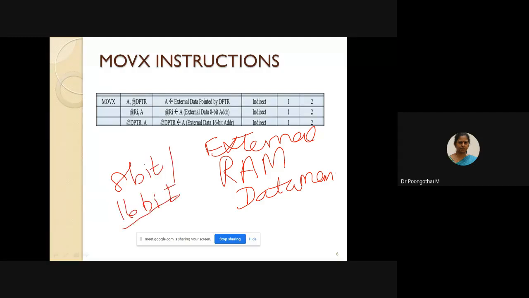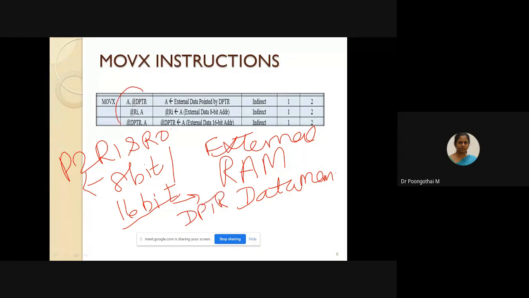If it is an 8-bit address, the address is stored in R1 and R0, and for that we have to use P2. I have already explained this P2 pairing with R1 and R0 in the lab class. And next, if it is a 16-bit address, the address is stored in DPTR.